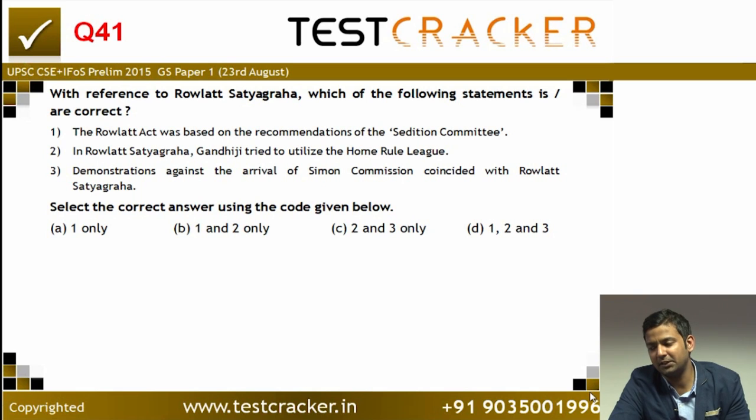You can reject 3. If you reject 3, you come to 2 options only, right? You come to A and B. A and B both have statement 1, right? This is how actually you should be approaching multiple choice questions. Both of them have 1. You need not worry about statement 1. You need to take a call on statement 2, which says that in Rowlatt Satyagraha, Gandhiji tried to utilize the Home Rule League. Now, if you are not sure about this, you needed to come to a rational decision on this. We are talking about the early years of Gandhi, in which he was trying to explore all options, right?